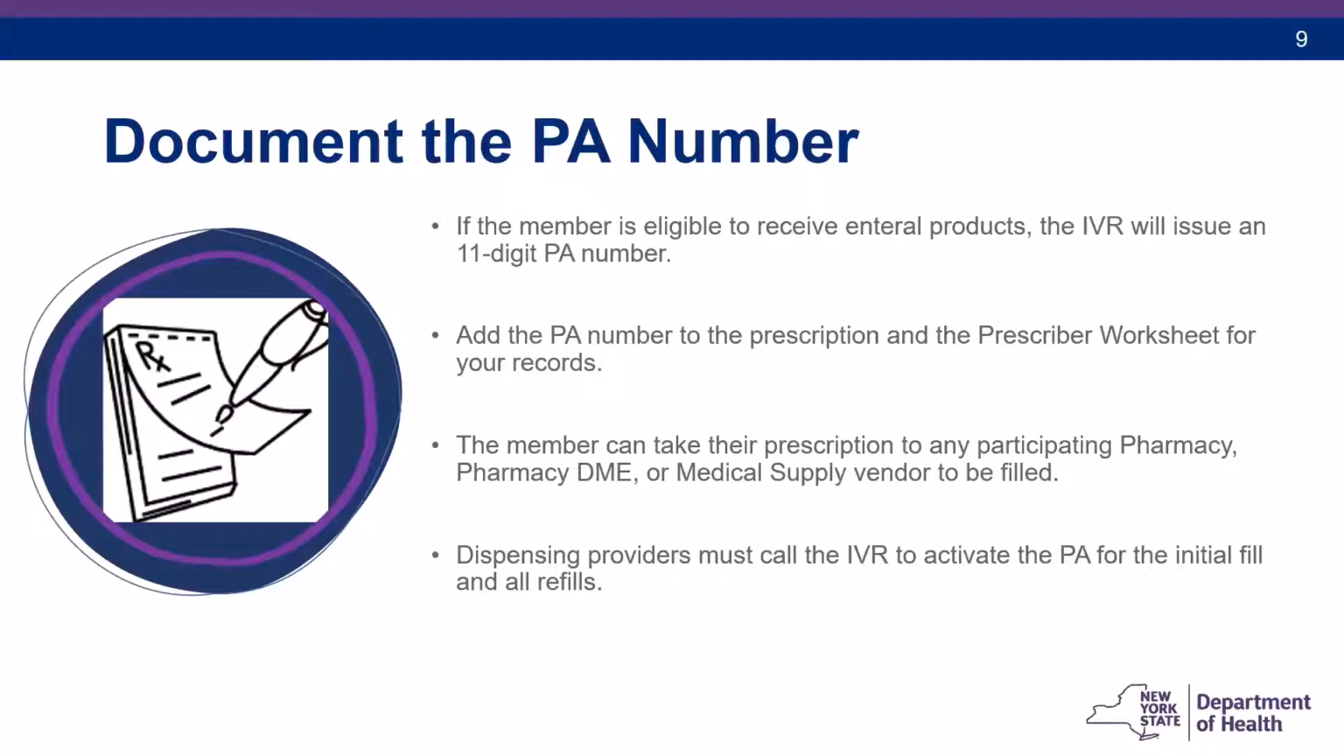If the member is eligible to receive enteral products, the IVR will issue an 11-digit PA number. Add the PA number to the prescription and the prescriber worksheet for your records. The member can take their prescription to any participating pharmacy, pharmacy DME, or medical supply vendor to be filled. Dispensing providers must call the IVR to activate the PA for the initial fill and for all refills.